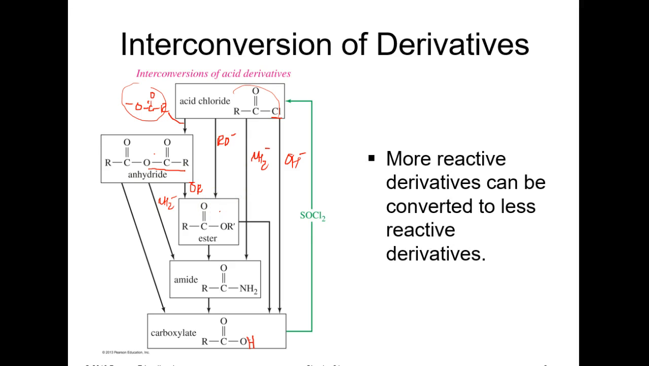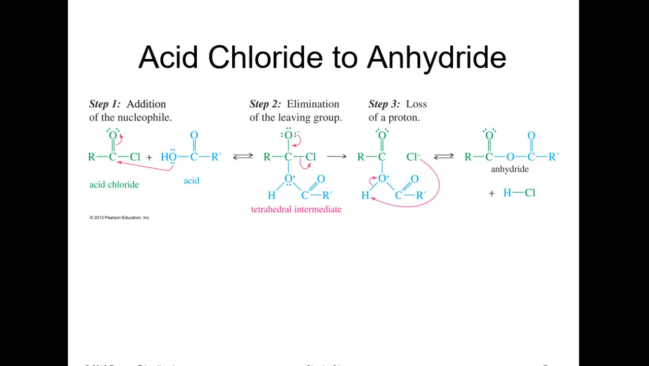Okay, the more reactive derivatives can be converted to the less reactive derivatives. Pretty straightforward. Here's a mechanism. You want to turn the acid chloride to the anhydride. How do you do it? You can either add the carboxylic acid, or you could also add the strong version of it. It doesn't have to be the weak version. So if you do the weak one, here's the mechanism. Tetrahedral intermediate pops down, the chlorine leaves, and it deprotonates to form your anhydride.